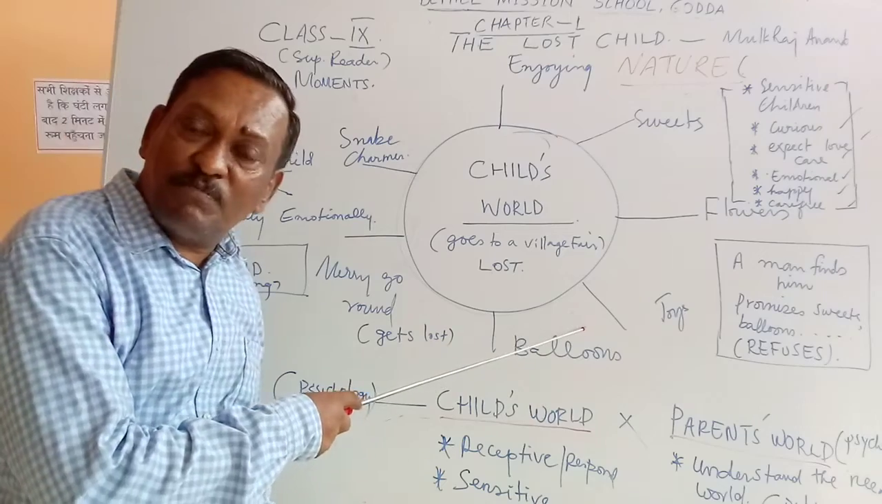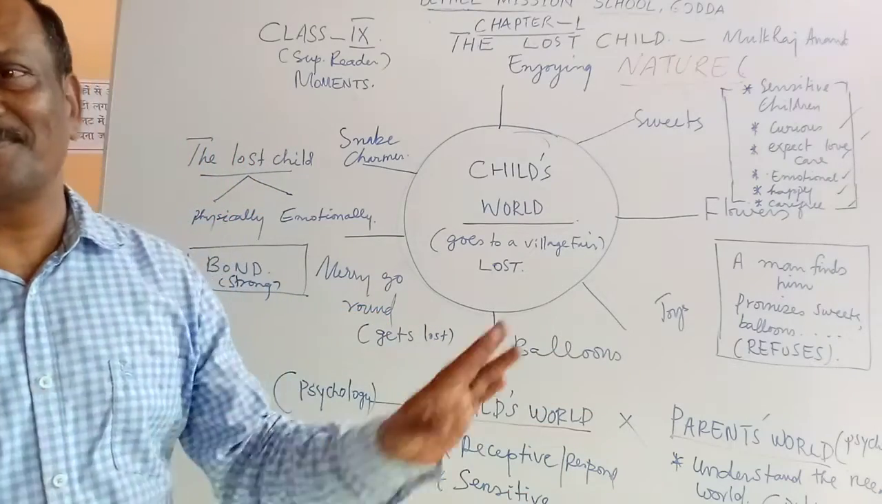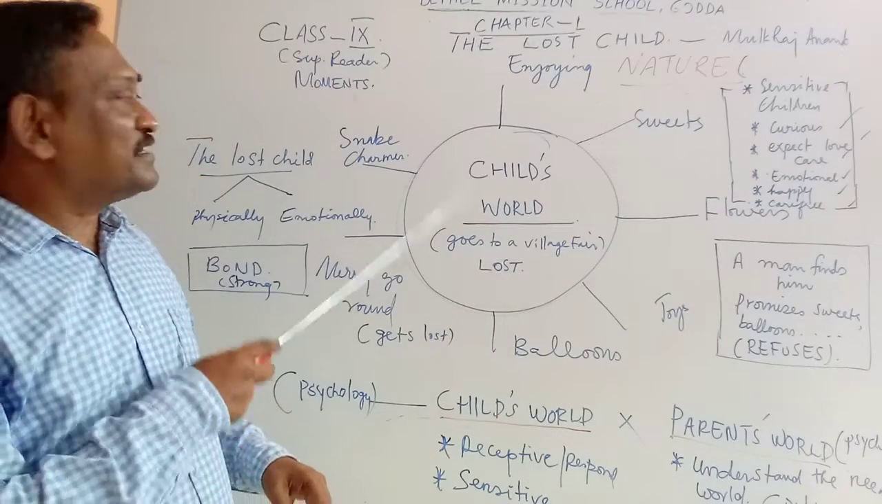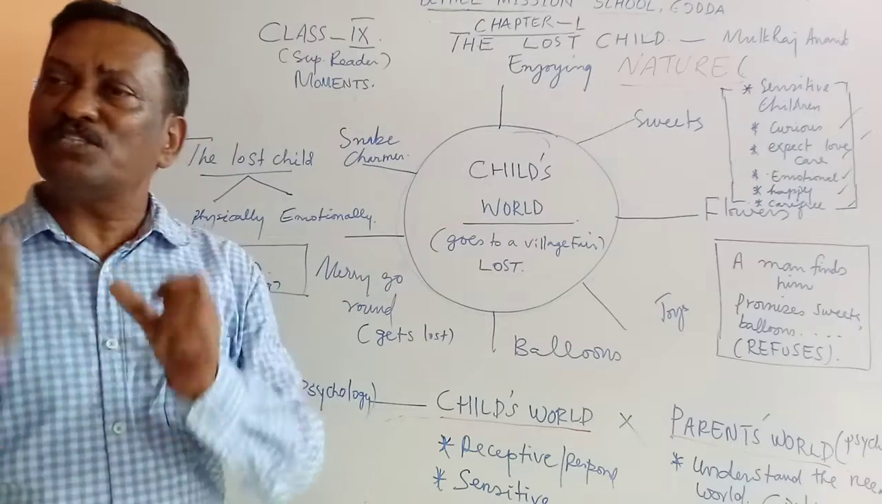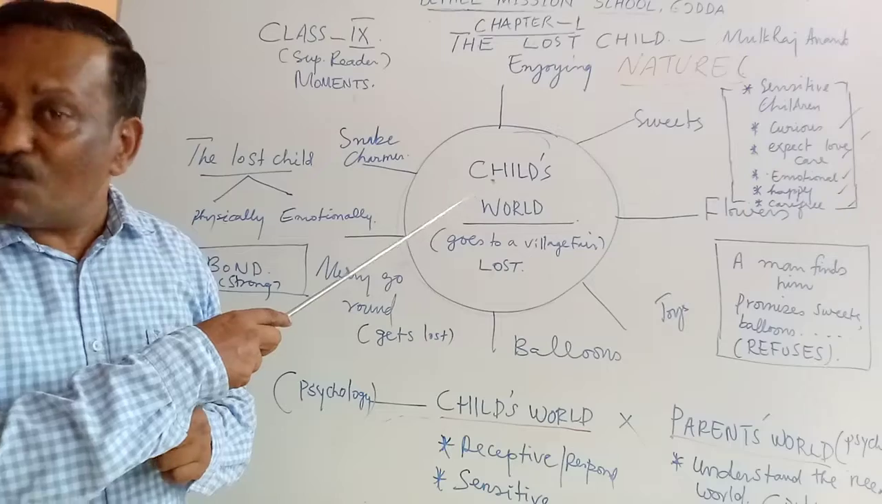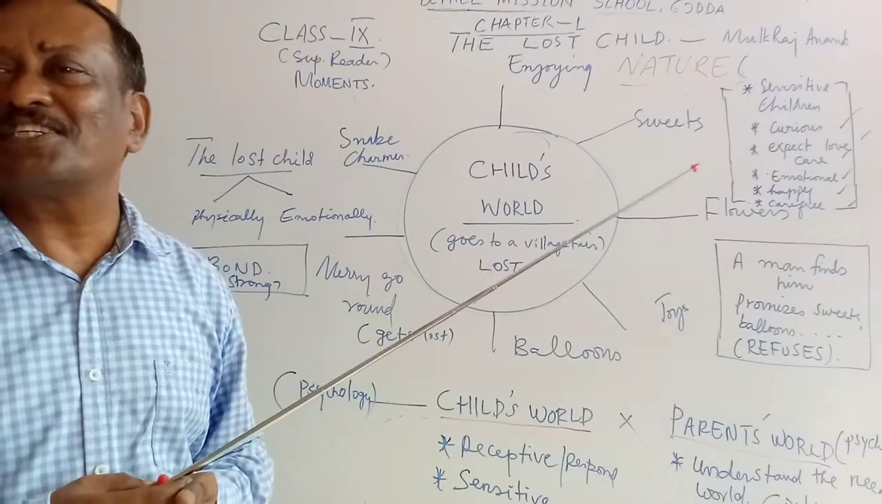Then he promises some toys. You see, there is a man selling toys. You want that? No. Then again he goes for balloons. Then there is a snake charmer who's playing his bugle, producing a nice sound. He says, I'll take you to the snake charmer. Want to listen? Says nothing. Then what do you want?